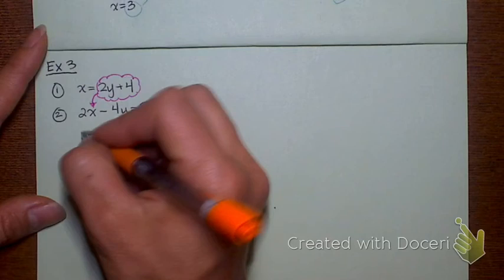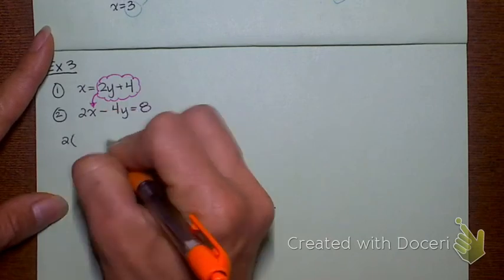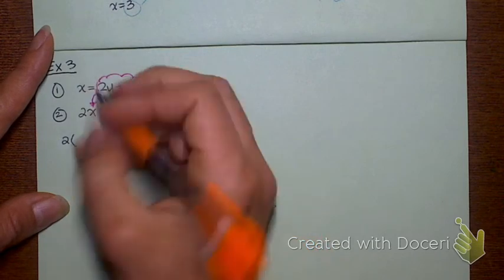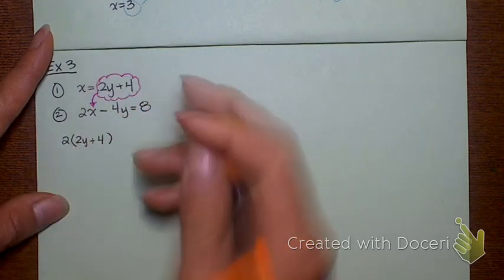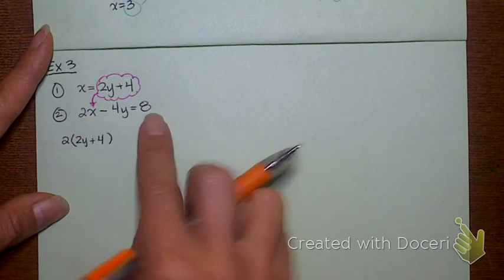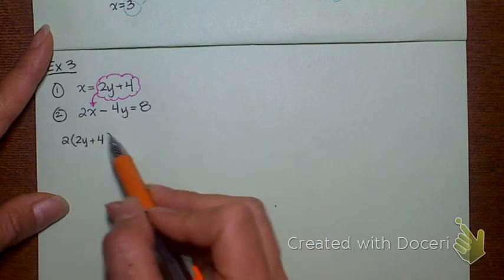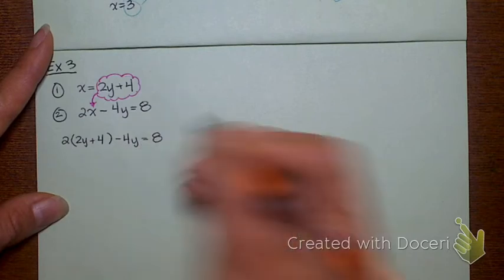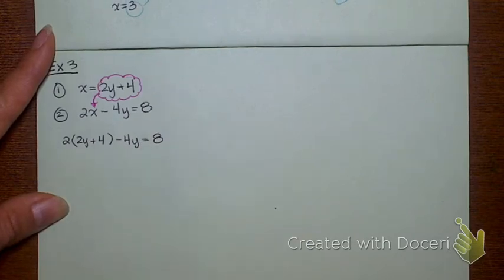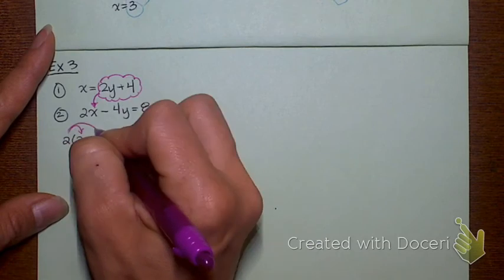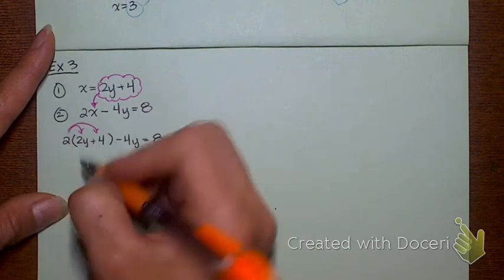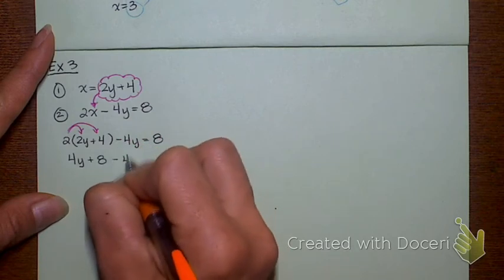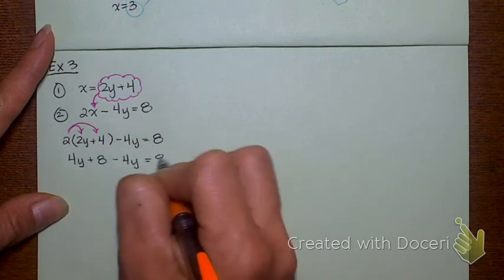All right, so now I get 2 times this whole thing is going in the spot for x. So that thing is 2y plus 4. Now I'm going to finish writing the rest of the equation. So I had 2 times x minus 4y equals 8. Okay, what property should I apply here? Distributive. Okay, so I get 4y plus 8 minus 4y equals 8.